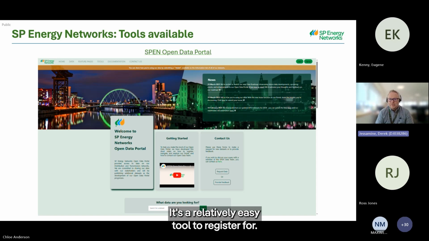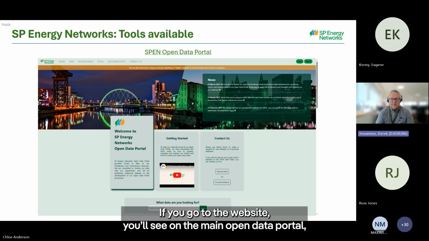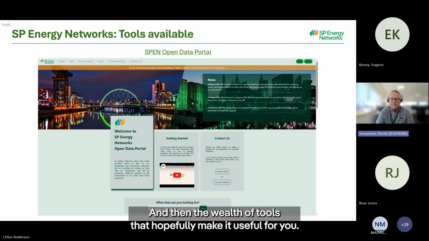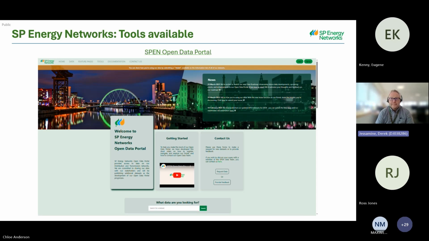It's a relatively easy tool to register for. If you go to the website, you'll see on the main Open Data Portal there is a quick YouTube video, two to three minutes long, that gives you some advice on how to sign up for it, and then the wealth of tools that will hopefully make it useful for you. So if you could go to the next slide, please.